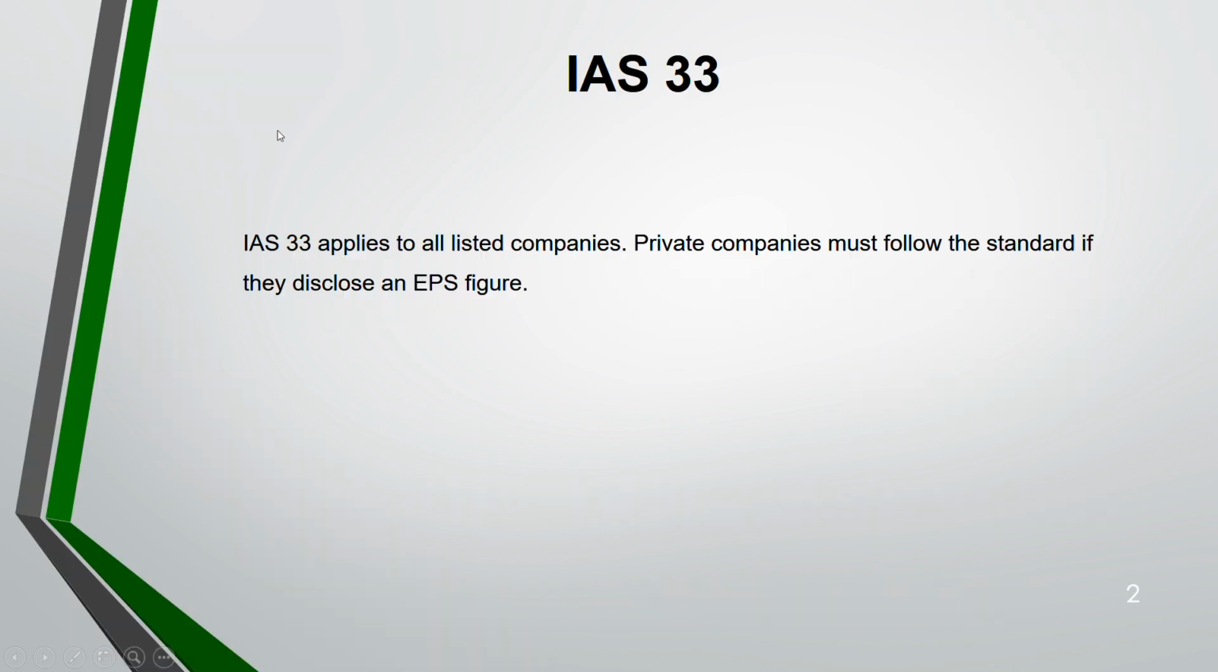Now, IAS 33 applies to all listed companies. Private companies therefore have to follow the standard if they disclose the EPS figure. There are two types of EPS that you should know. One is basic EPS, the other one is diluted EPS.